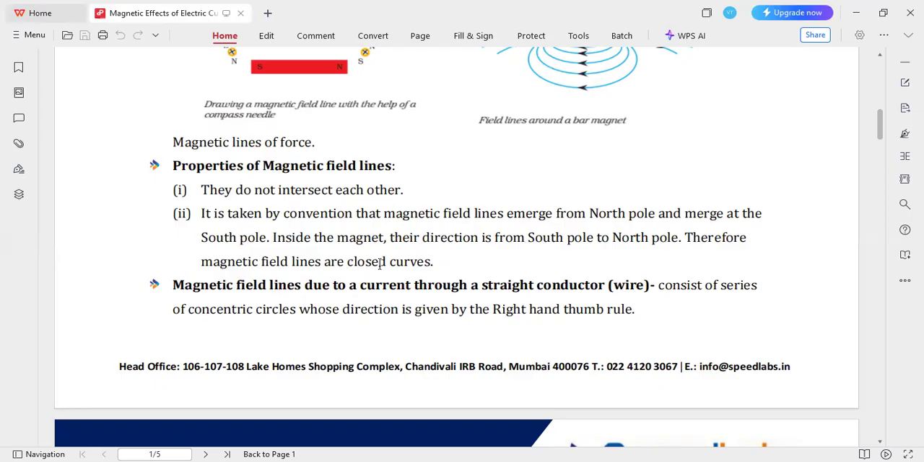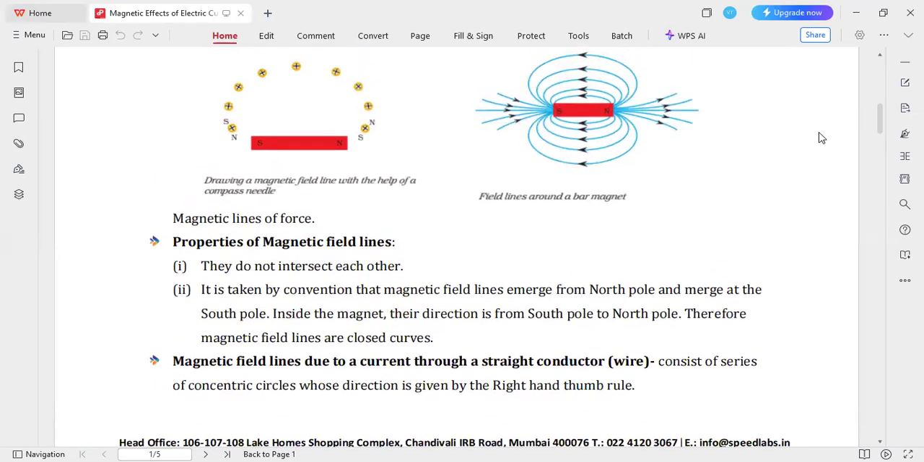Therefore, magnetic field lines are closed curves. Try to understand, children. It is a closed curve. It means if it starts from the north pole into the south pole, again south to north, it will form a closed curve actually. And one more thing is there, if you draw a tangent at any particular point, that will give you the direction of magnetic field.